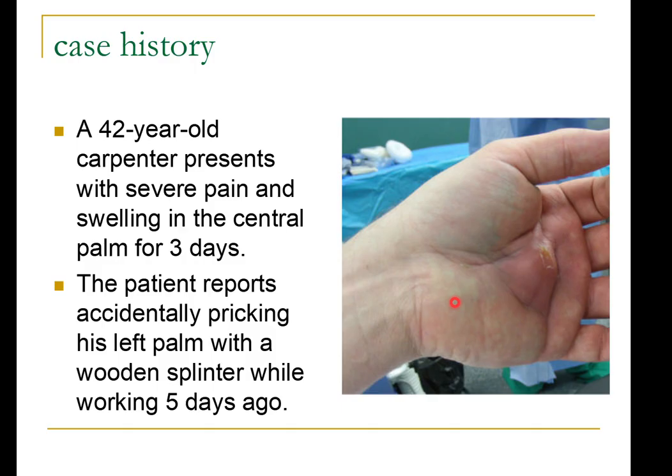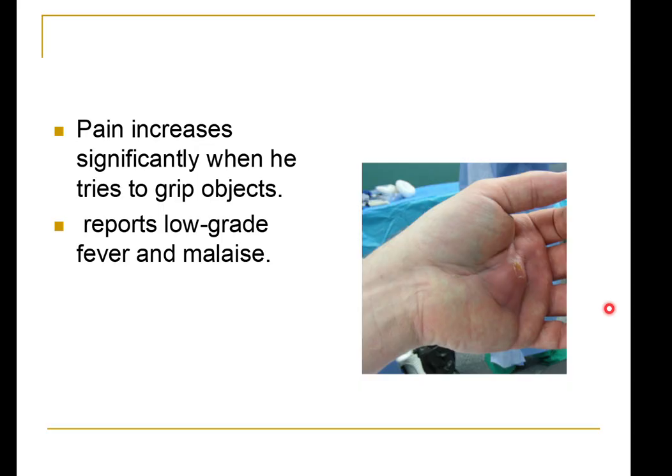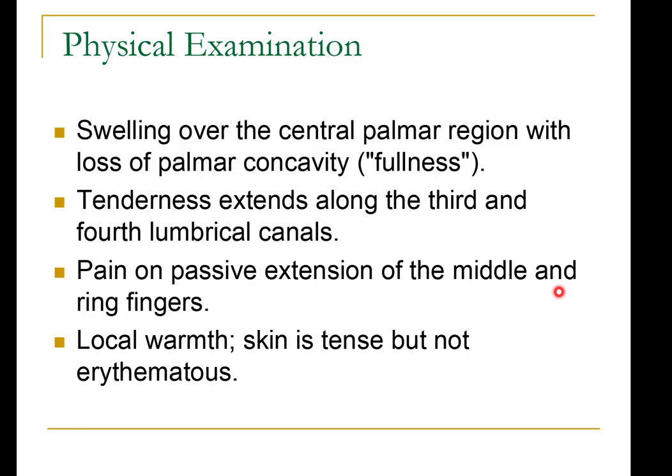Now, coming to the second case, a 42-year-old carpenter presents with severe pain and swelling in the central palm for 3 days. The patient reports accidentally pricking his left palm with a wooden splinter while working 5 days ago. He has developed progressively worsening pain and a diffuse swelling. He has difficulty in flexing the middle and the ring fingers. The pain increases significantly when he tries to grip objects. He reports low-grade fever and malaise.